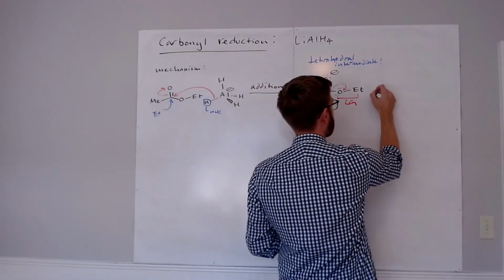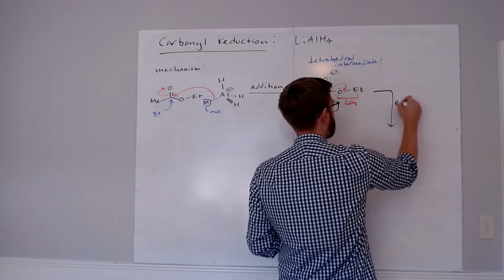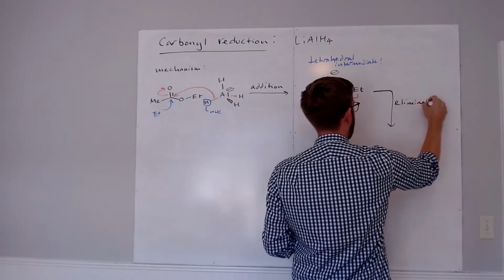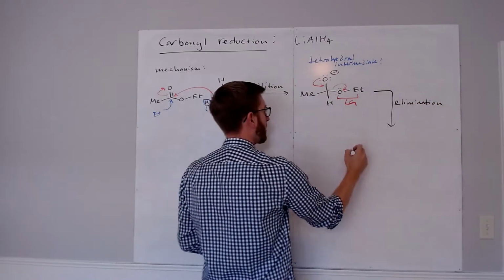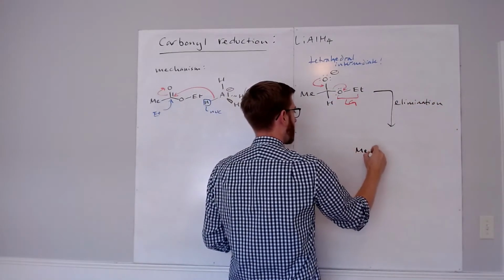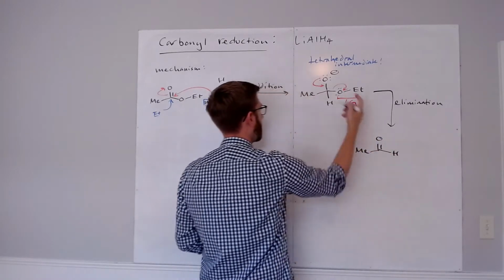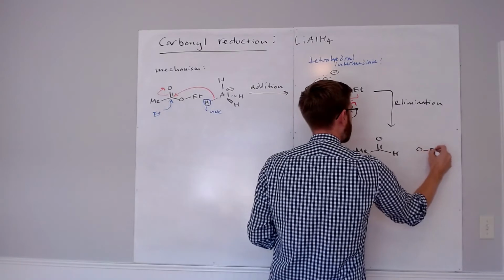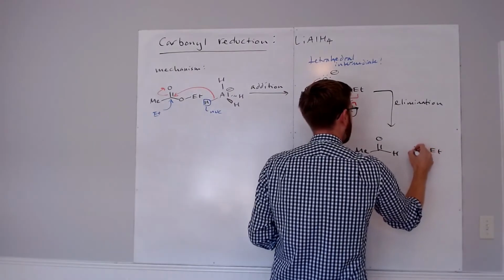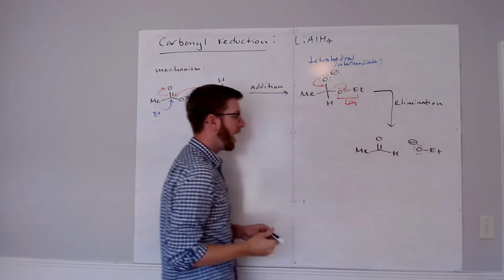So I'm going to curve here. This looks like an elimination. And if I follow my arrows, it looks like I'm going to end up with a new carbonyl. The hydrogen's still attached, the methyl's still attached, and I have this OEt minus now, so that's now left.